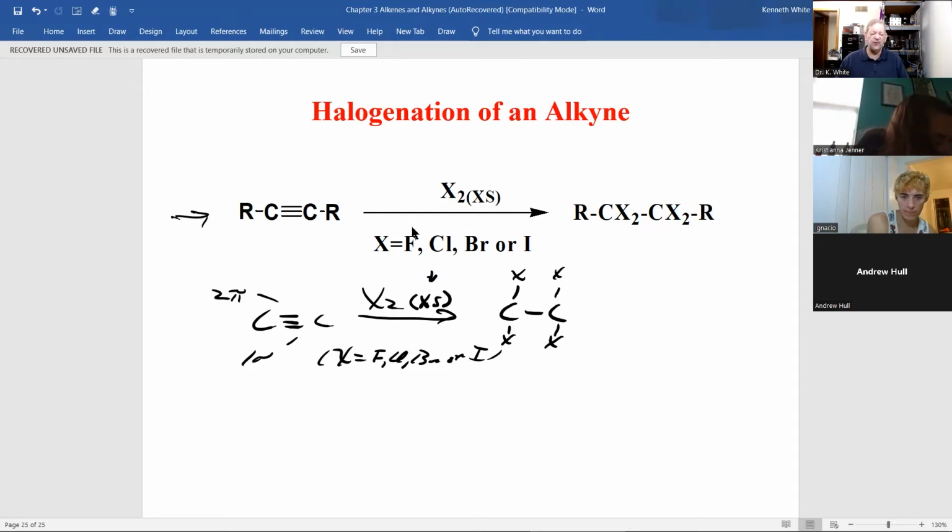So again, the 2 pi bonds are broken. The excess right here tells you you've got all the halogen in the world that will react with anything it can react with. In this case, each carbon of the triple bond gets not 1, but 2 halogens. And why would you want to do that? Well, one thing is the more halogens you put in a molecule, the more flame retardant you make it. And those are chemicals used to inhibit things like your sleepwear from catching fire easily, which is a good thing, especially among children's sleepwear.